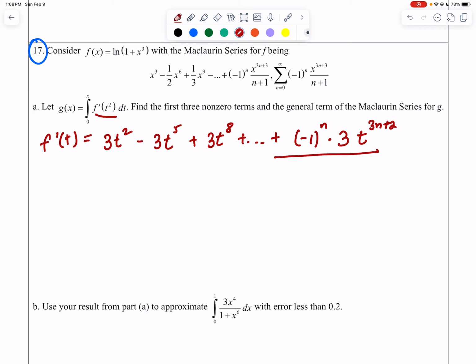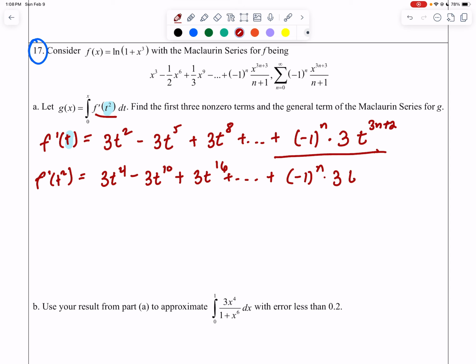Okay. Now, what's going to happen is we have t squared inside my argument. So now building my t squared, I'm going to have 3t to the 4th minus 3t to the 10th plus 3t to the 16. And then building that, I get, let's see, that's going to be 6n to the 4.